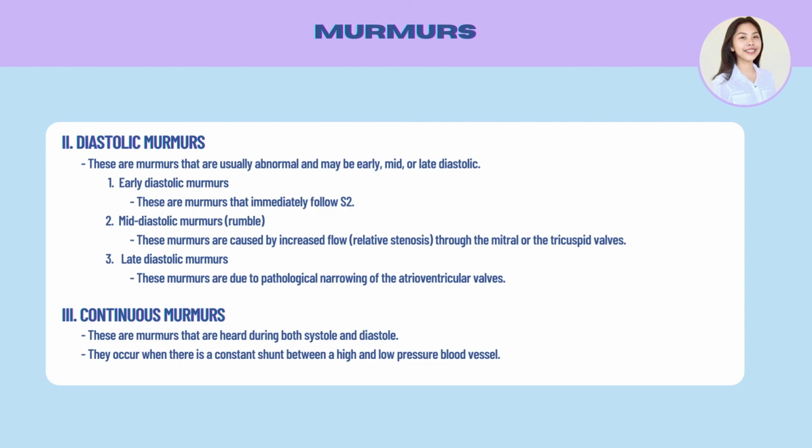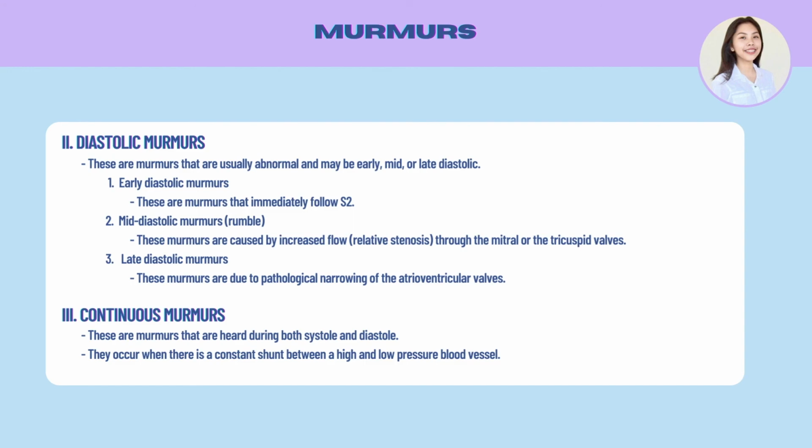For the second type of diastolic murmur, we have mid-diastolic murmurs, also called rumble. These murmurs are caused by increased flow or relative stenosis through the mitral or the tricuspid valves. For the third diastolic murmur, we have late diastolic murmurs. These murmurs are due to pathological narrowing of the atrioventricular valves. Examples include rheumatic mitral stenosis.